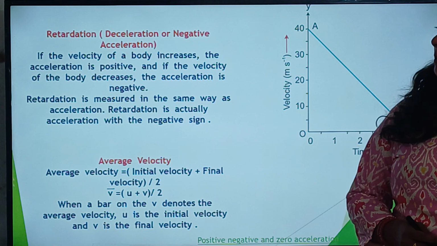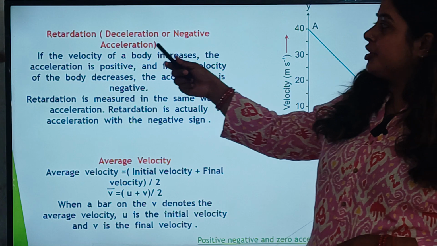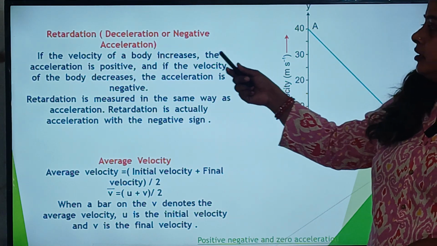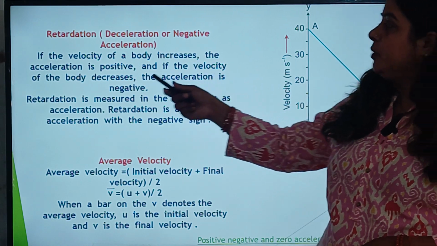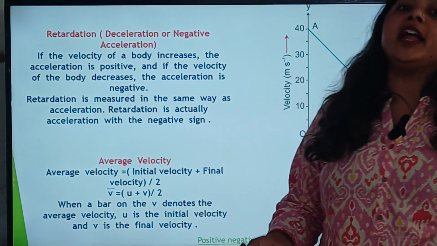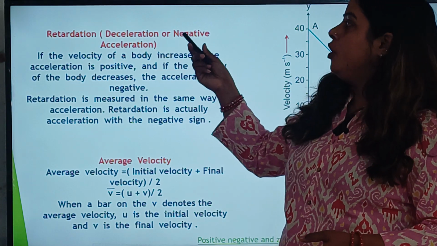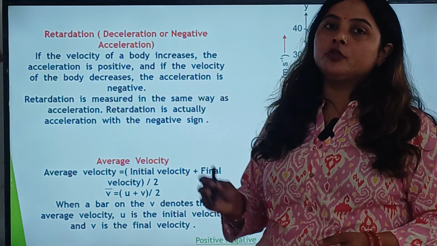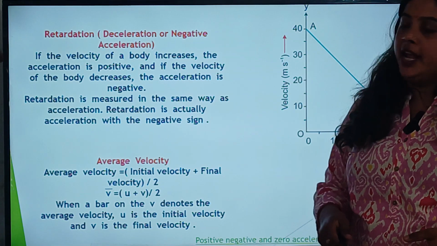Now, children, our next topic is retardation. What is the meaning of retardation? If the velocity of the body increases, the acceleration is positive. But if the velocity of the body decreases, the acceleration is negative. And this negative acceleration is known as retardation, deceleration, or negative acceleration.